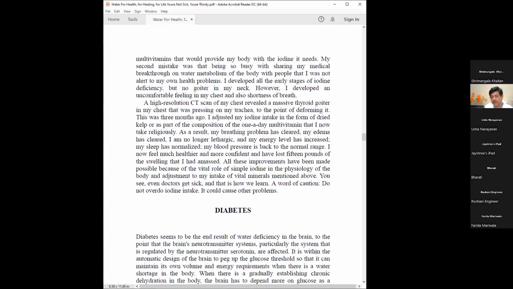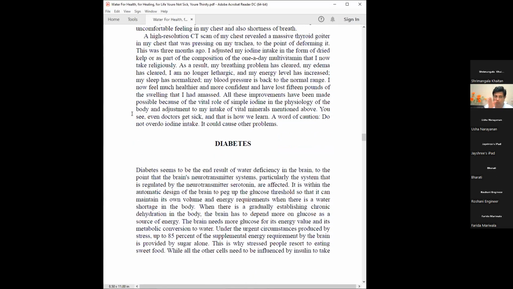So whenever we look at something, we need to look at it holistically. You can't just follow one track and say, no, this is what needs to be done. You have to look at the other factors as well. A high-resolution CT scan of my chest revealed a massive thyroid goiter in my chest that was pressing on my trachea to the point of deforming it. This was 3 months ago.